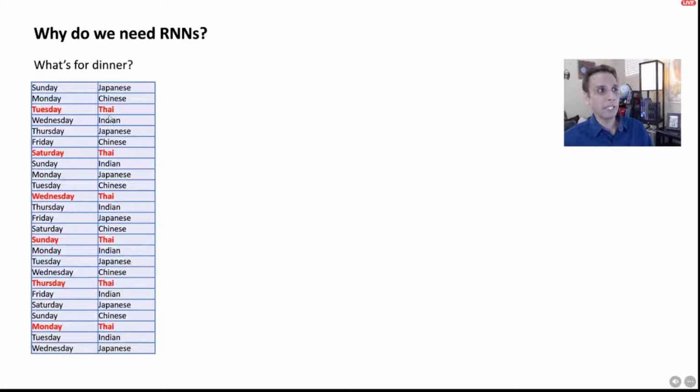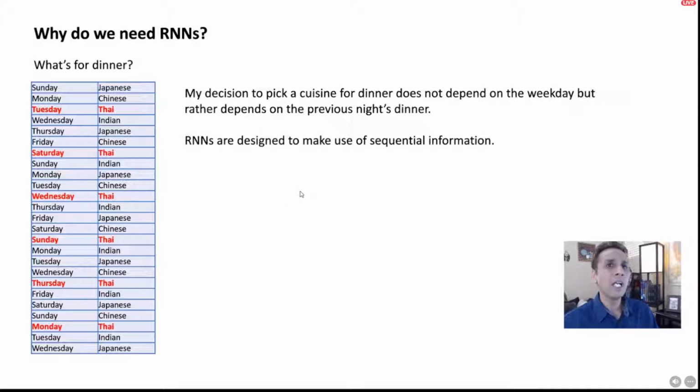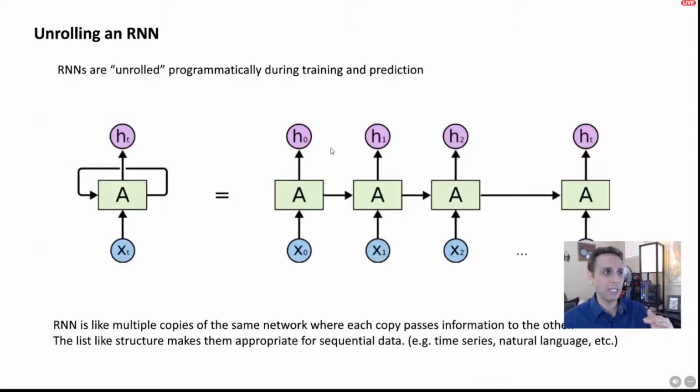Because what I'm going to eat tonight depends on what I ate yesterday and the day before, not on what day it is. I hope that point is clear here. So RNNs are designed to make use of this type of sequential information, and let's see why. Let's go through this step by step.